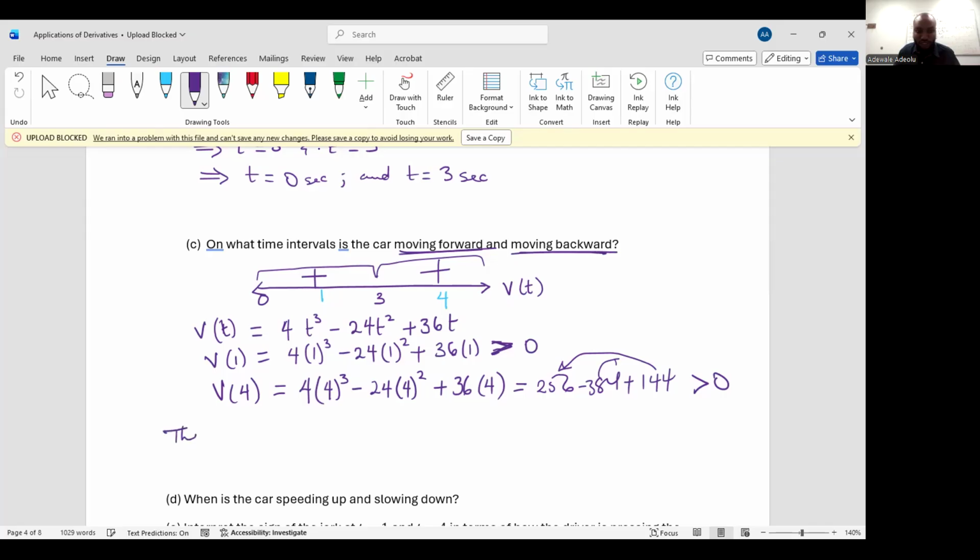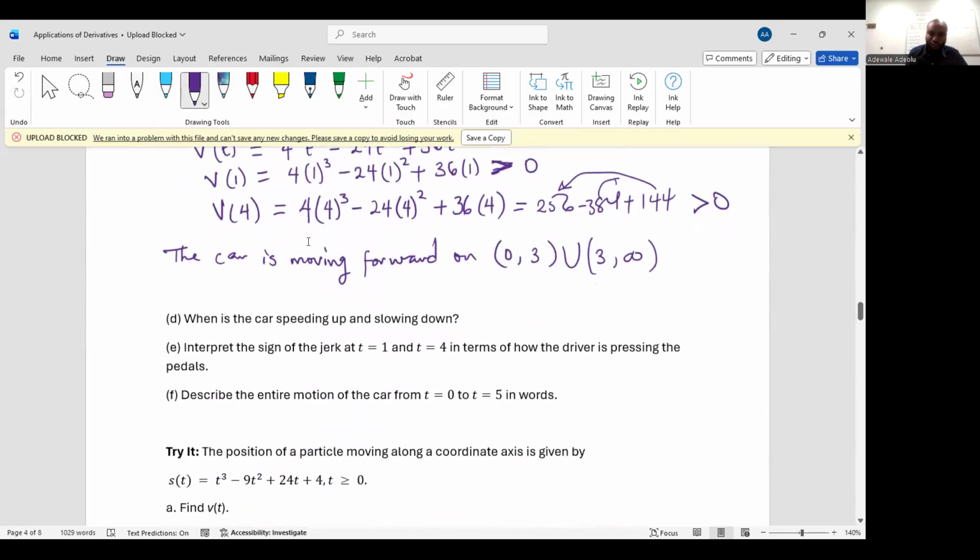So we say the car is moving forward on 0 to 3. It is moving forward. I use open because at 3, it is at rest, so I'm not including that 3. And that's not the only place where it is moving forward, it is also moving forward from 3 to infinity. So that is that.